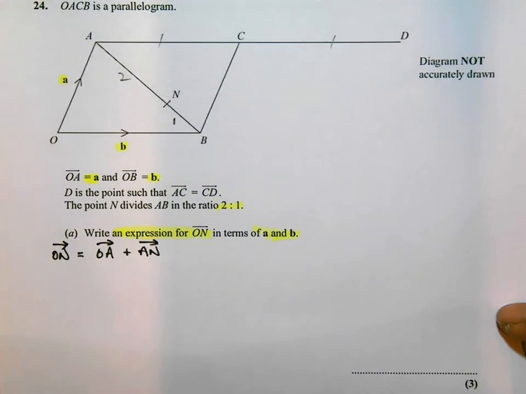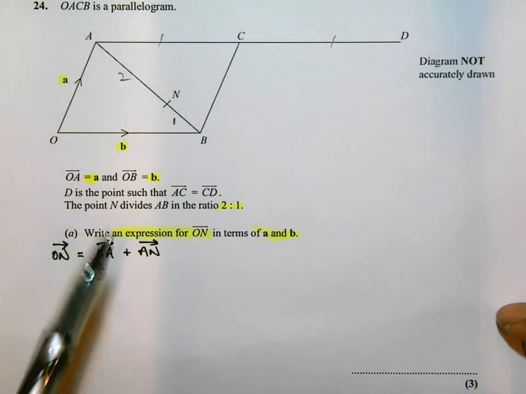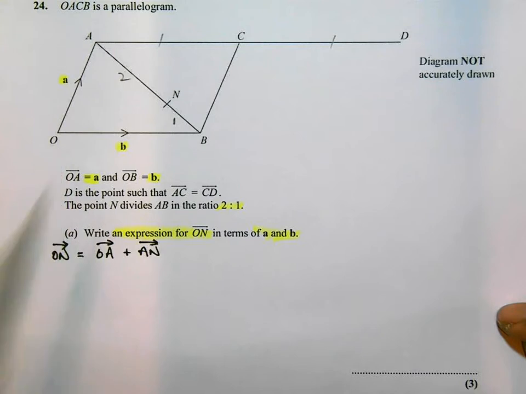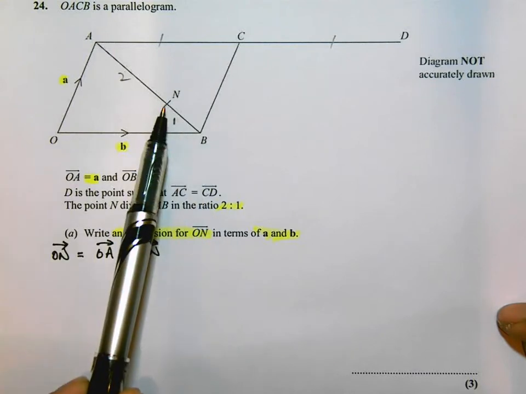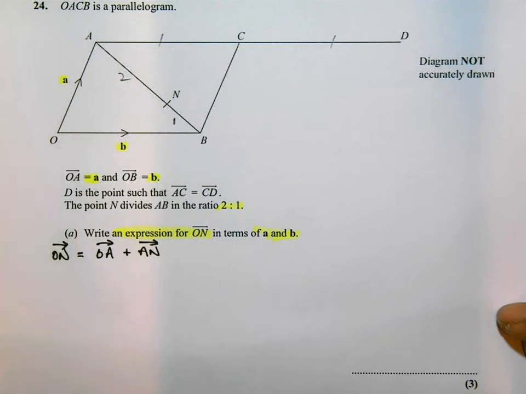For those of you quite keen, you may well have spotted that I could use another way as well. I could go from O to B and then B to N. And that's totally valid, but you're obviously not going to use both or give multiple answers in an exam. I'm just going to go with this one: O to A and then A to N.